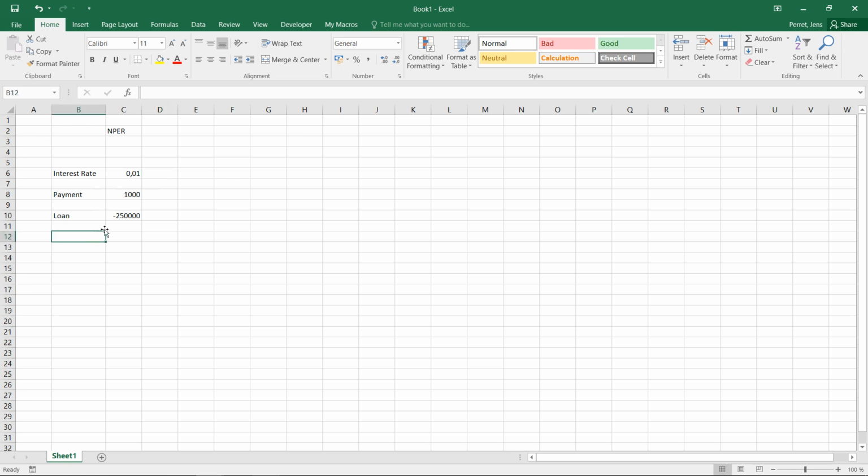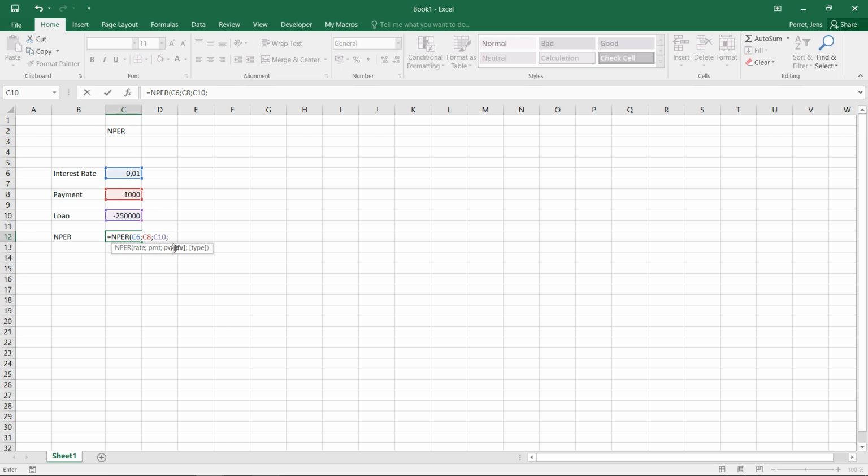So if we're going to use this, we can simply type in NPER. Then we start with the interest rate, the payment each period, the present value, so the loan value. In this case, please recall, if this is a loan which you want to pay back, this is actually a negative payment happening in this first period. So this needs to be a negative value here.